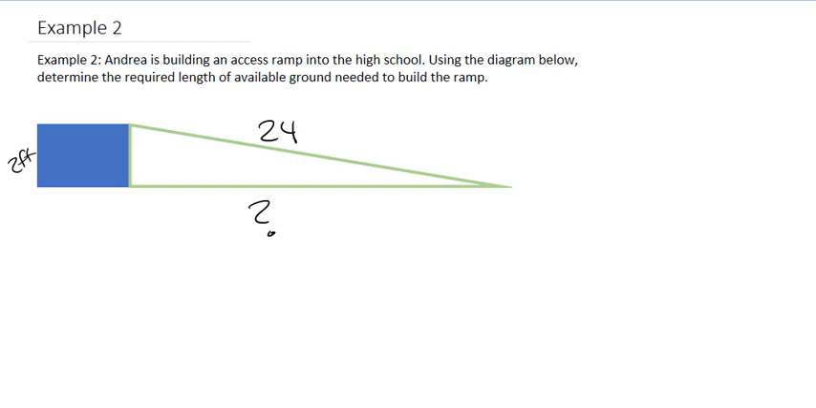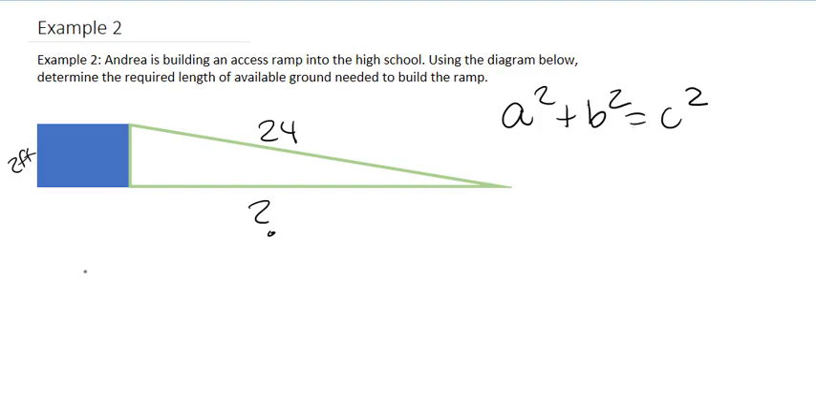Example 2. Andrea is building an access ramp into the high school. Using the diagram below, determine the required length of available ground needed to build the ramp. And so, as we can see, we are no longer solving for the hypotenuse, but just one of the sides that is connected to the right angle. So let's remember our formula. And then we can fill things in.